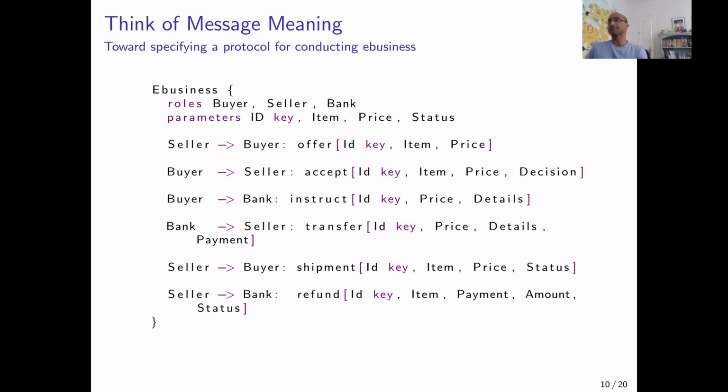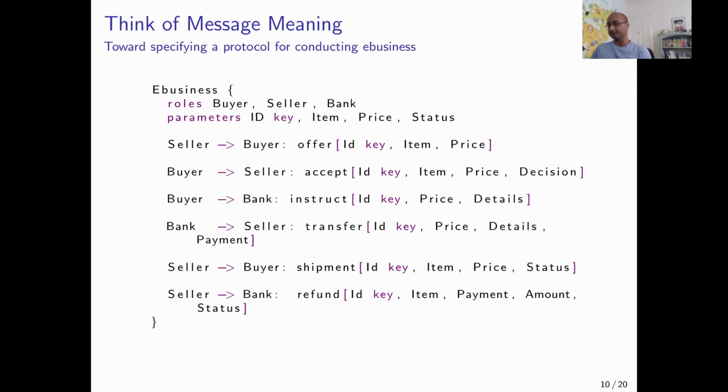It has three roles: buyer, seller, and bank. And you're saying that the protocol computes an object consisting of ID, item, price, and status. So that's the parameters line over here. And it has a set of messages. It has these messages: offer, accept, instruct, and so on. The messages have senders and receivers. So offer is a message from seller to buyer. So far so good, right? There's nothing novel here. And they have a schema, right? So offer contains ID, item, and price. And that's what gives meaning to the offer, right?